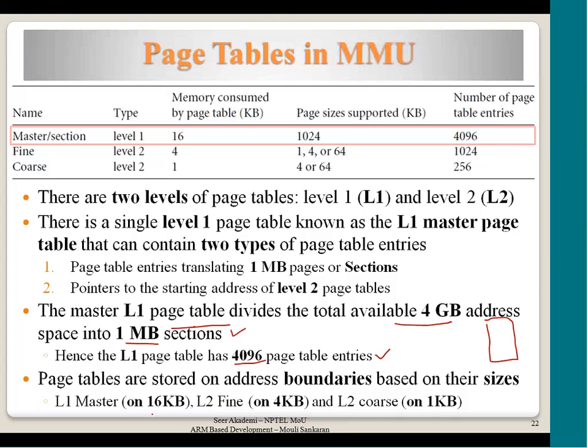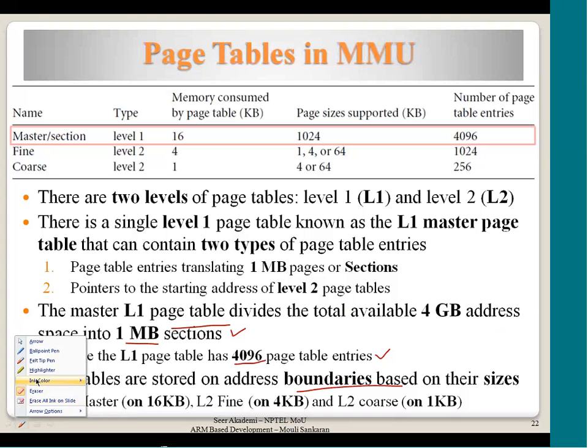Now one more thing you have to remember is that page tables are always on the boundaries of their sizes. What do I mean by that? Let me draw it. Suppose we have the L1 master table. The master table itself has to be on a 16 KB boundary. I will explain in the next question, because the size is 16 KB.